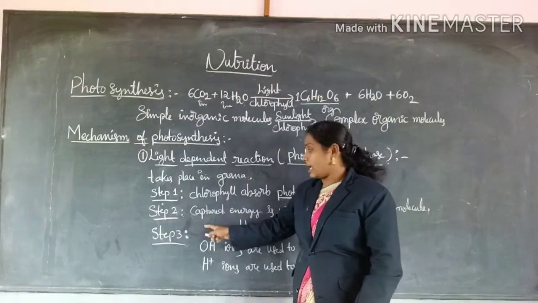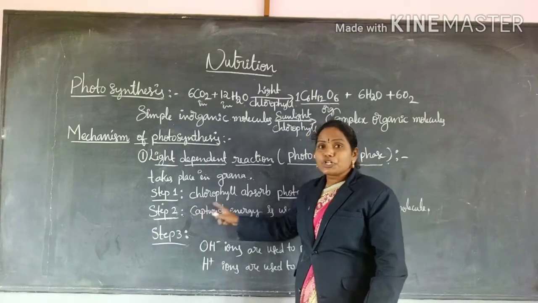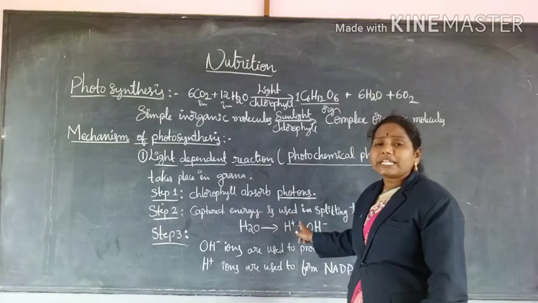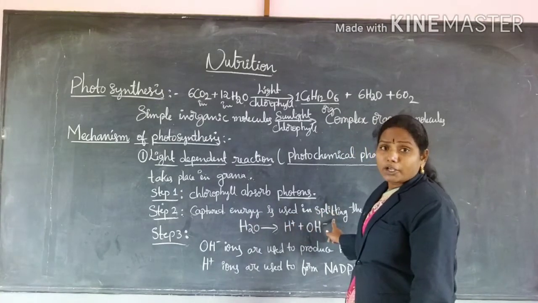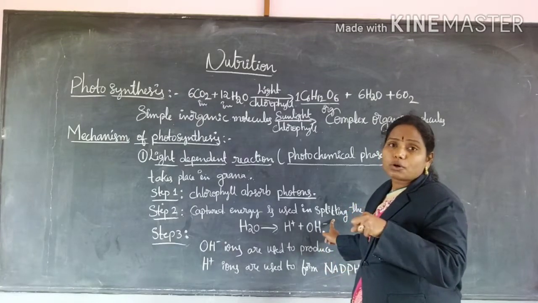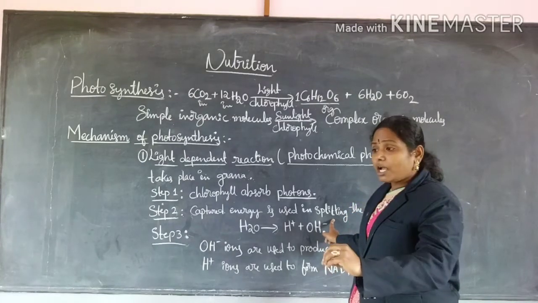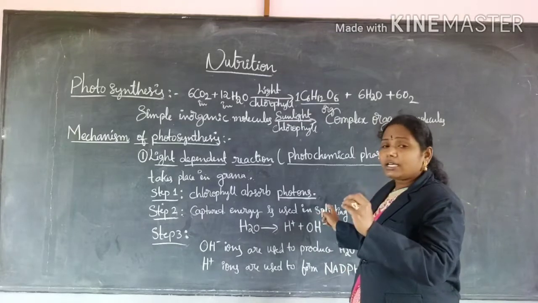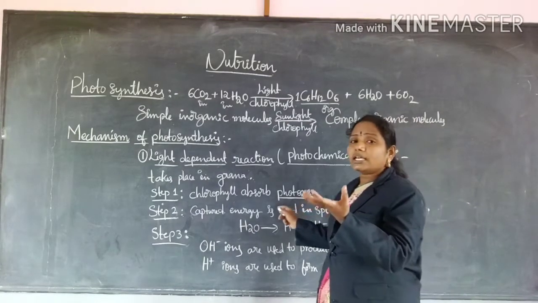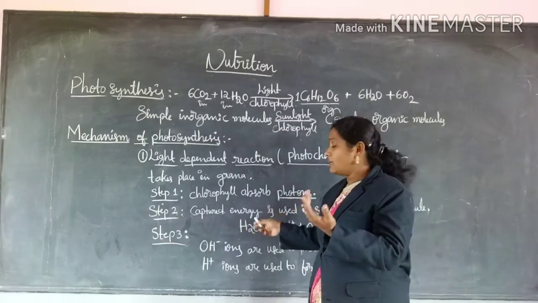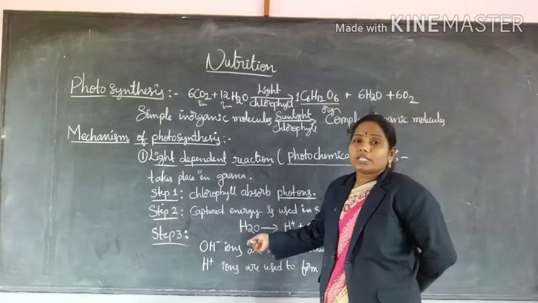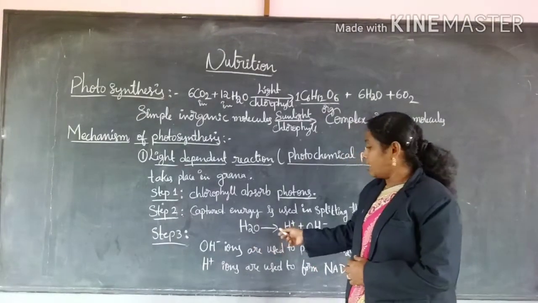In the second step, the captured energy, photon energy, is used to split the water molecule. The water molecules are absorbed by the roots, no? So the water molecules are split into two. What are the ions? H plus and OH minus ions. You already learned that in physics.